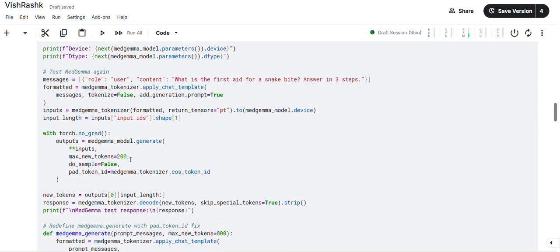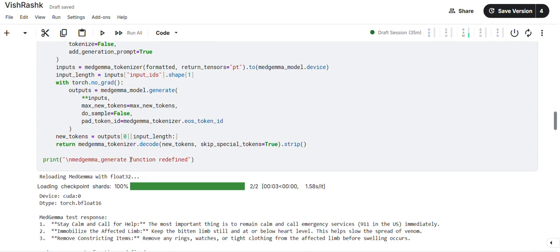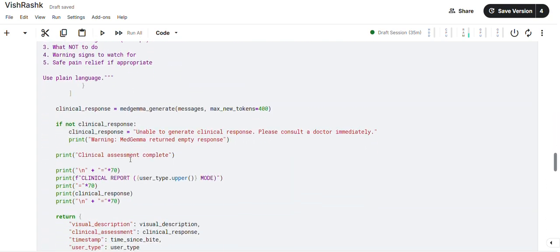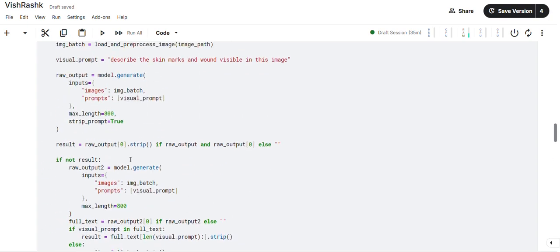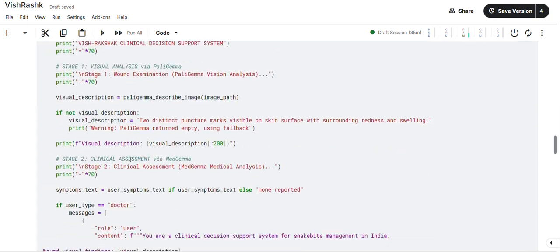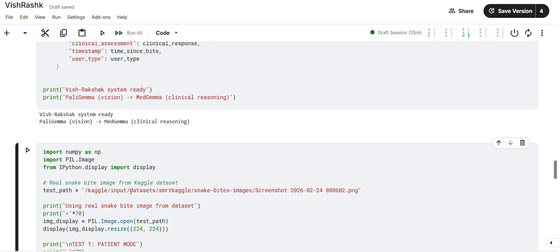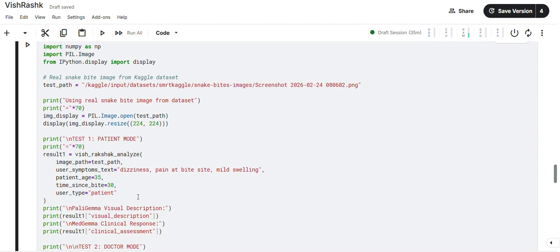Since inference for these large models takes time, I have pre-run the results, so I will walk you through that. Here in this cell, I have prompted with the images. I have already pre-run this cell, and I will walk you through the project.